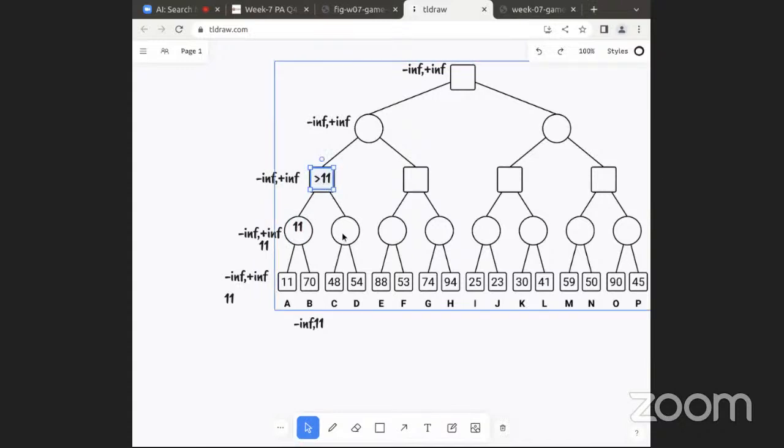Now this gets passed down. It's highlighting the whole thing. Finally it comes down to C. This 11 comes as what value here? This is a max node, so this has to be 11 comma plus infinity. Okay, let me stick to the algorithm here. 11 comma plus infinity.